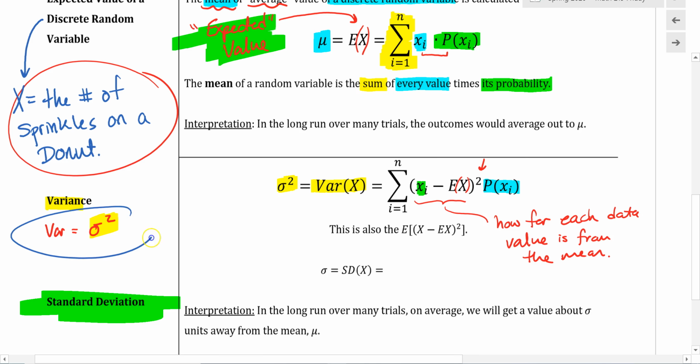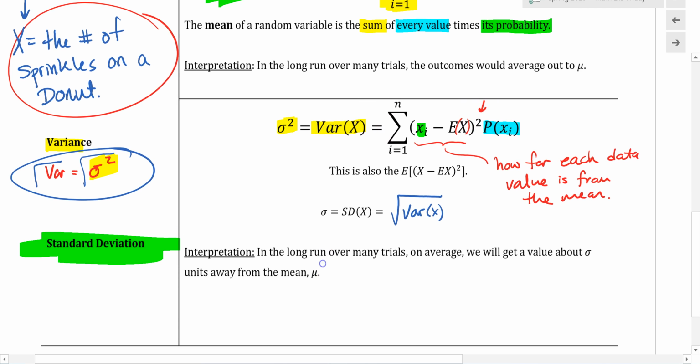And then if you take this equation and solve it for sigma, you would have to square root both sides. We see that sigma equals the standard deviation of x. It equals the square root of your variance. Remember, when we did standard deviation by hand, wasn't the very last step to square root everything so that we're undoing that square? Same idea. The interpretation is that in the long run, over many trials, on average we will get a value of about sigma units away from the mean.